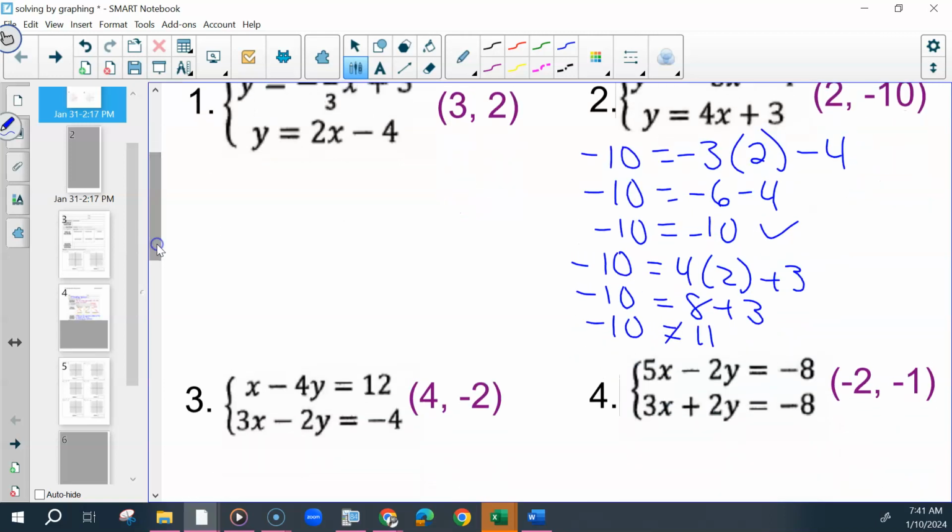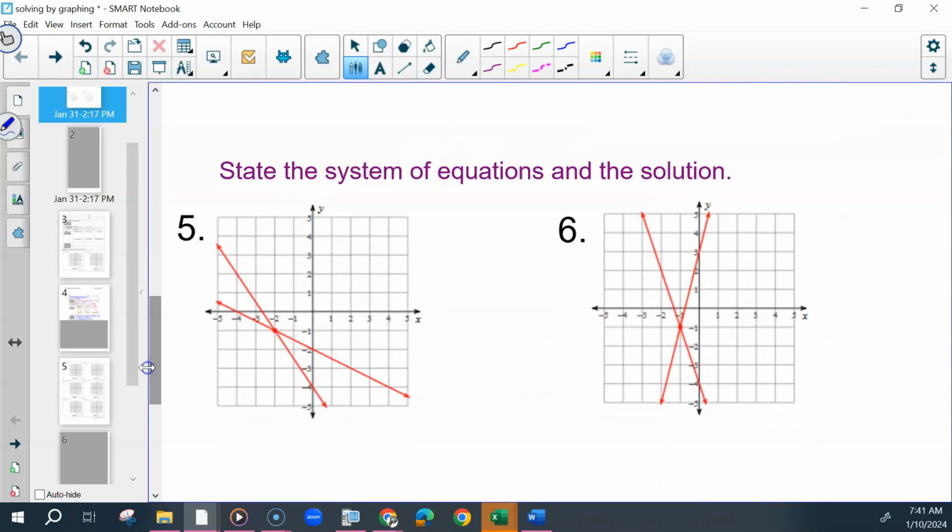Alright, what about the second one? Was that a solution or not? Yes. Did we need to see that? Moving on to the bottom section. As a reminder, that is a good way to check yourself.